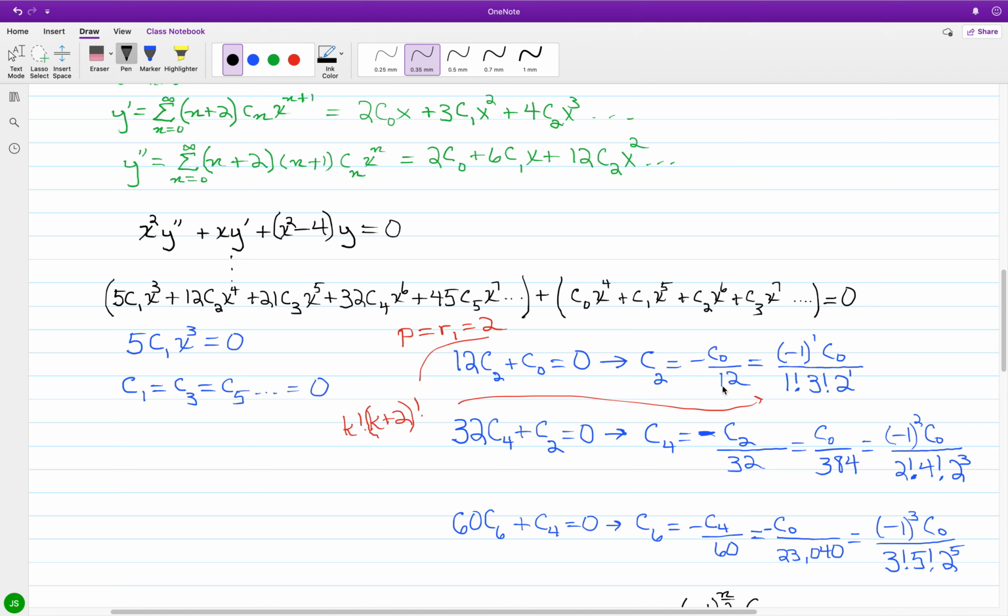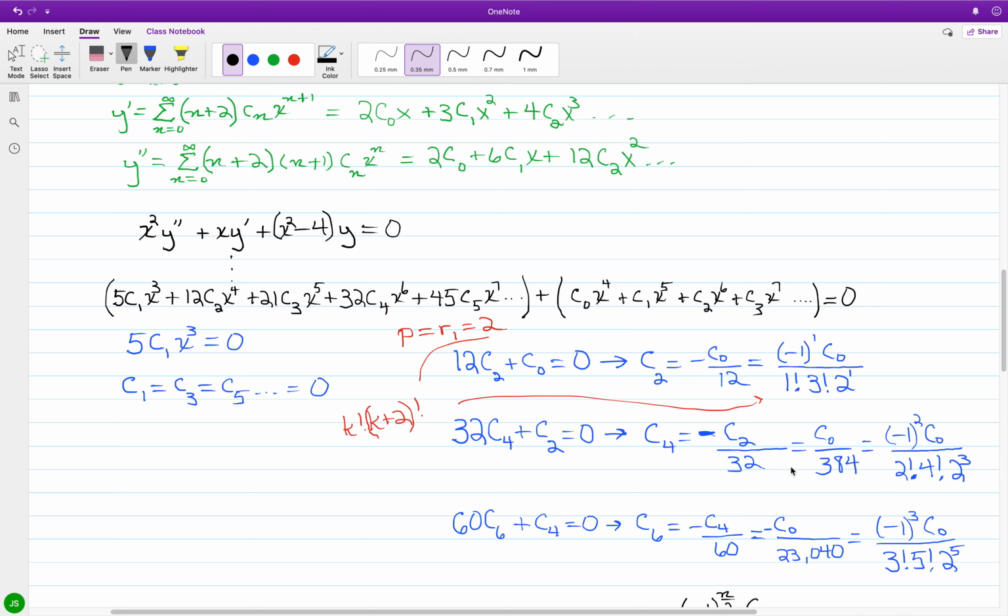What's going to happen here is that we are going to be working with powers of 2 and also k and k plus 2 factorials. So for c of 2, we have for the breakdown negative 1 to the first c naught all over 1 factorial, and you have 1 plus 2 factorial, which would be 3 factorial. And we have, again, 6 times 2, so we have times 2 to the first.